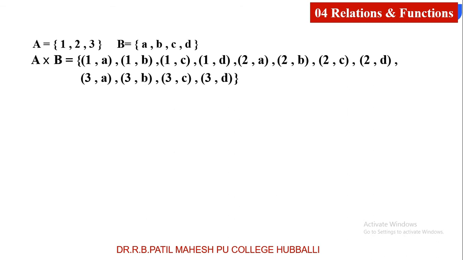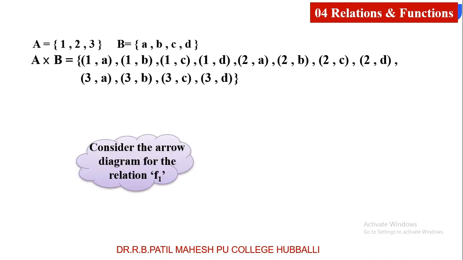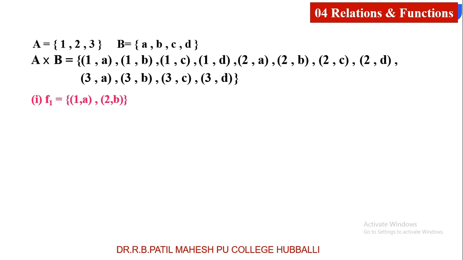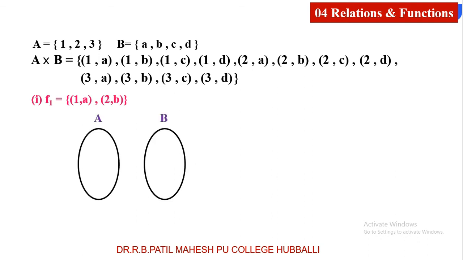Now, consider the arrow diagram of all these relations F1, F2, F3, F4. Arrow diagram you studied in P1. F1 is {(1,a), (2,b)}. The arrow diagram of F1 you can see. The set A consists of the elements 1, 2, 3. The set B consists of the elements a, b, c, d. And F1 is a relation from A to B. You can see F1 is here. 1 is related to a. 2 is related to b.